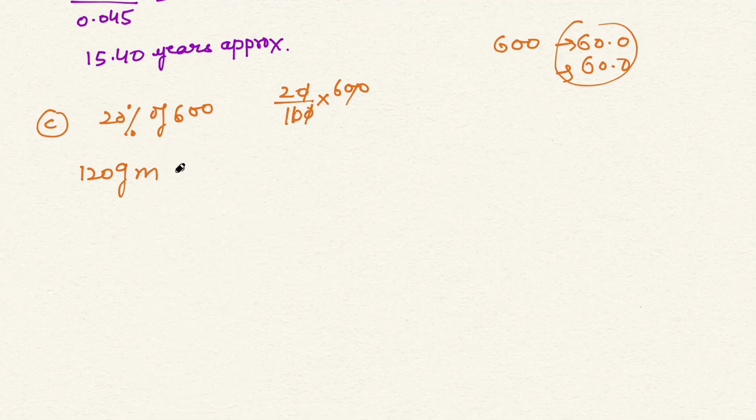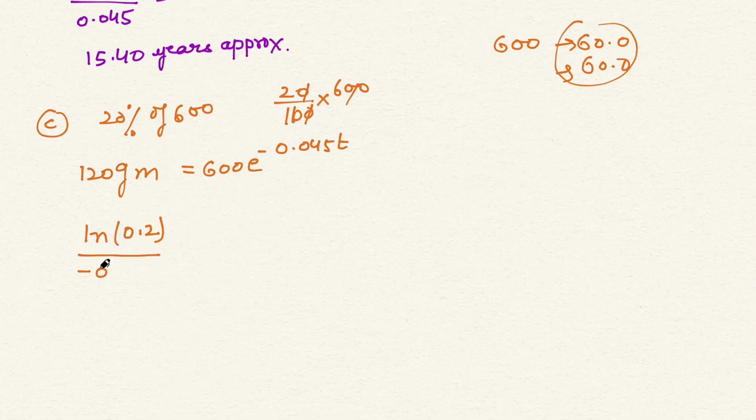Okay, so 120 grams is equal to 600 e to the power negative t. Again, all the shortcuts. 120 over 600 is decimal 2. So again, I'm just skipping some steps. Just tell me in how many steps you have done. Okay, give the input. That is 35.77 years. Again, approx.